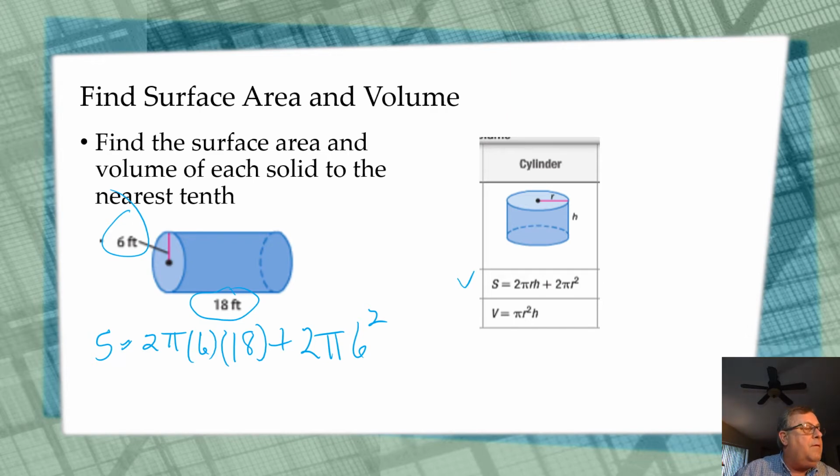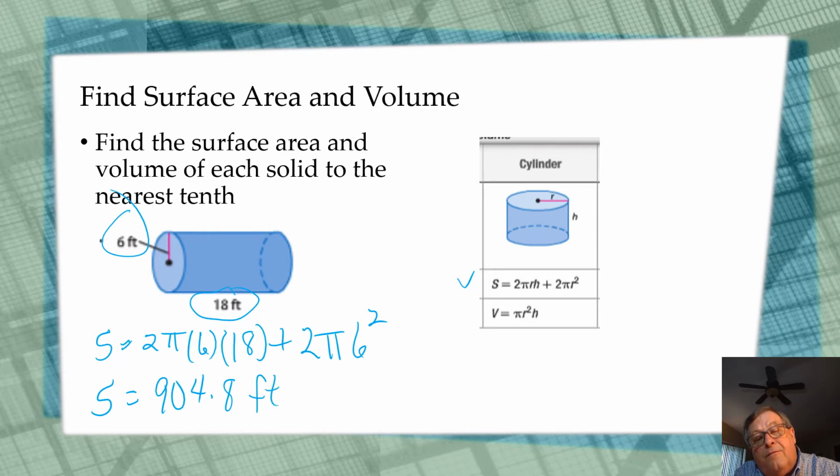And if we were to round that to the nearest tenth, the surface area equals 904.8, rounding to the nearest tenth. And feet squared, so we got square feet. Don't forget your unit of measurement. Sometimes I do.